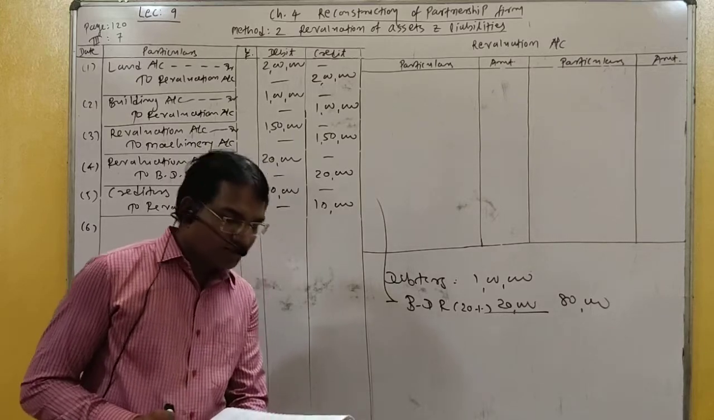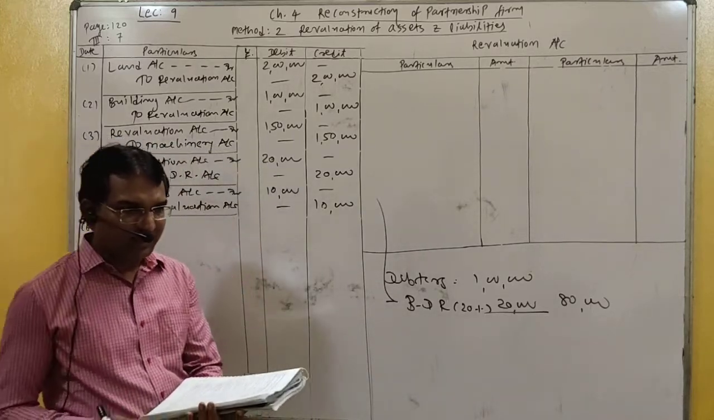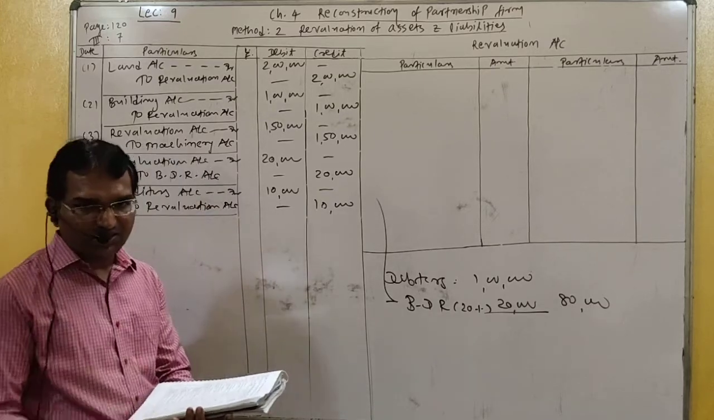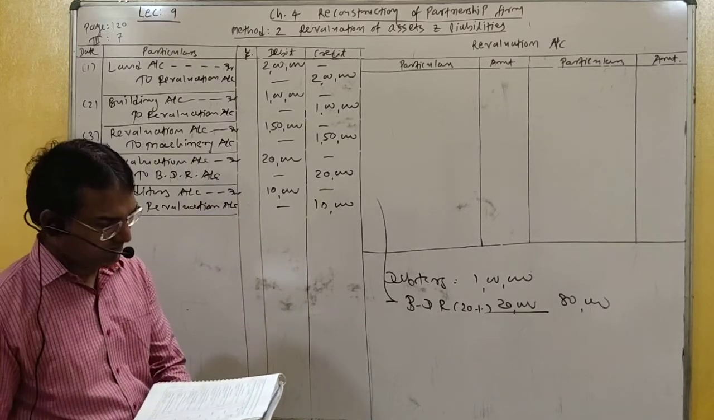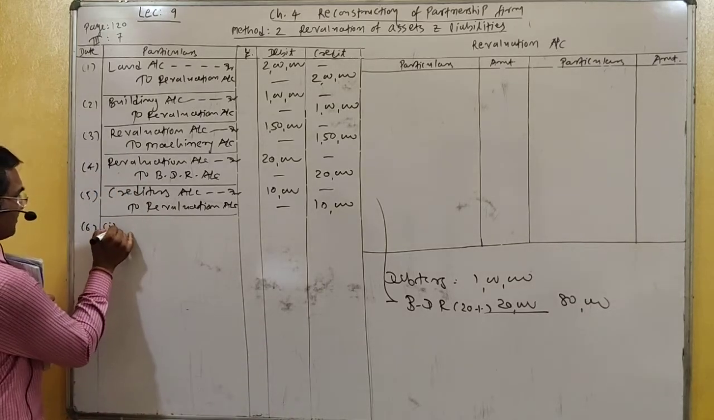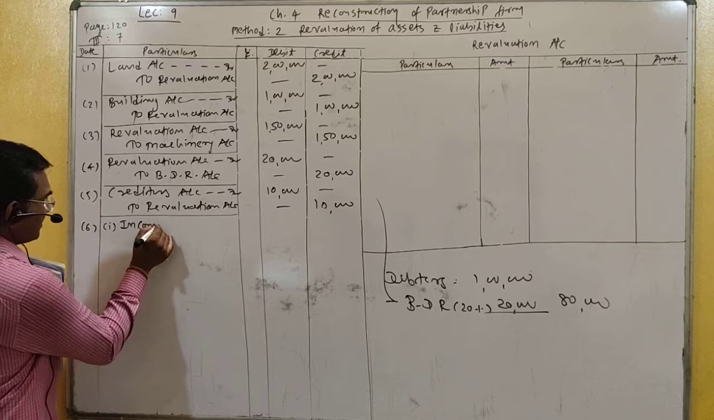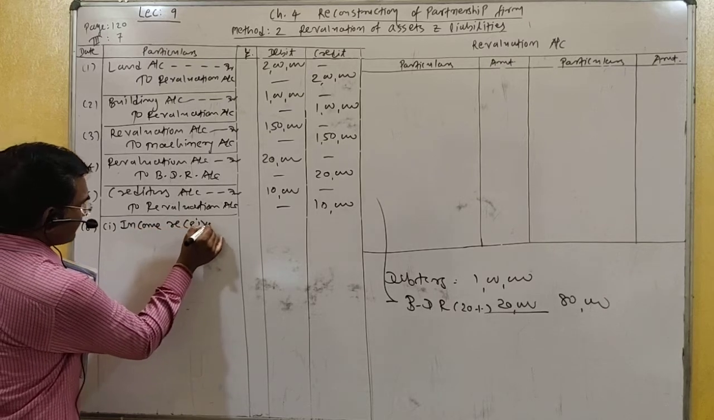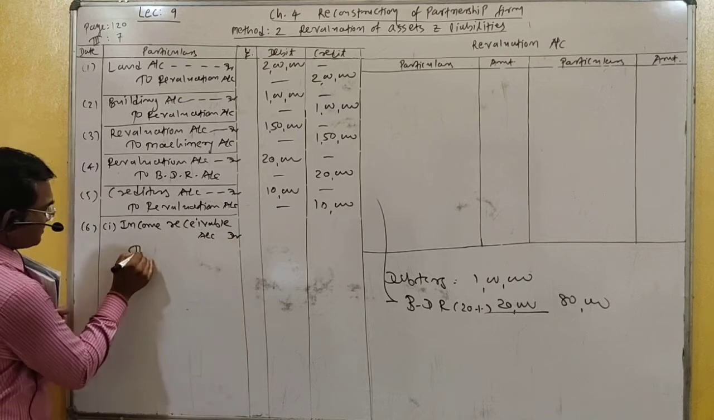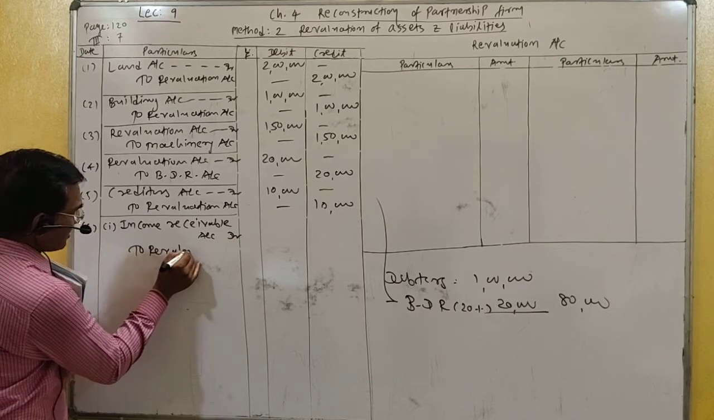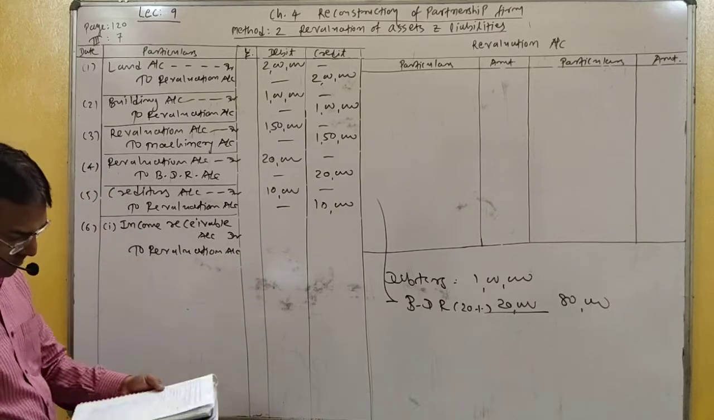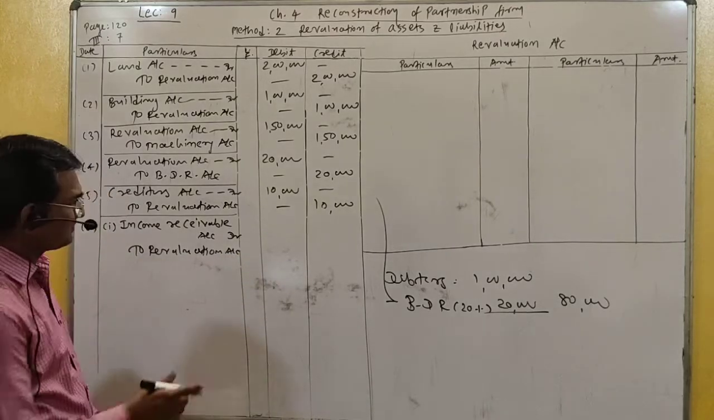First, income receivable. It is an asset, and if asset is created, asset increases, so asset account is debited to revaluation account. Which asset increases? Income receivable. So 6.1 entry, income receivable account debit to revaluation account. How much amount? 5,000.